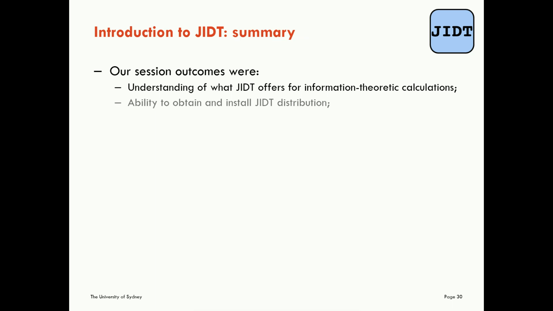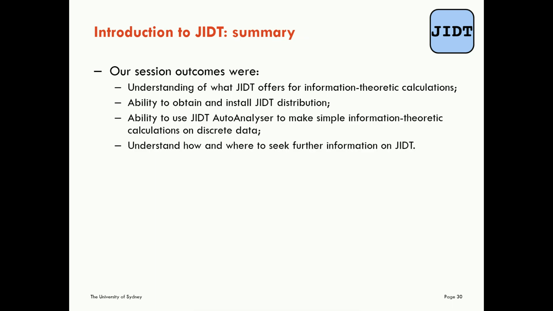So that's the end of our session on an introduction to JIDT. I wanted you to take a few things away from that, including understanding what the toolkit offers for information theoretic calculations in terms of both the measures and the estimators. I wanted you to be able to obtain and install the distribution, and in particular to use the auto analyzer, the most important demo, to make some simple information theoretic calculations on discrete data. We're going to look at continuous value data and more complex estimators in our next session. I also wanted you to understand how and where to seek further information, including from the wiki in particular and the paper that introduced the toolkit.